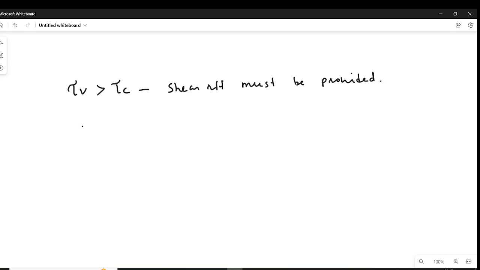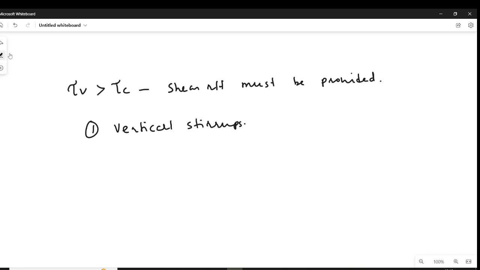Okay, so how to provide shear reinforcement? We have four ways by which we can provide the shear reinforcement. We will discuss one by one. Number one is vertical stirrups. Simply we have to provide vertical stirrups.